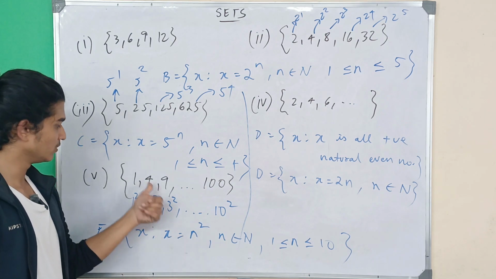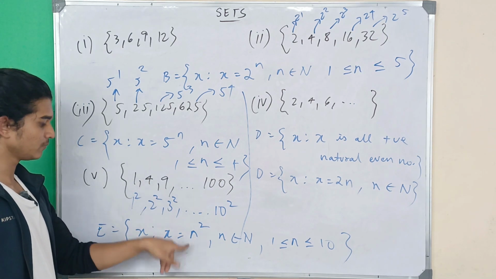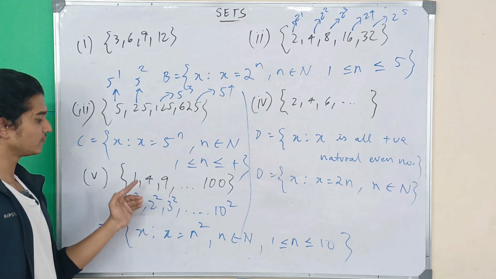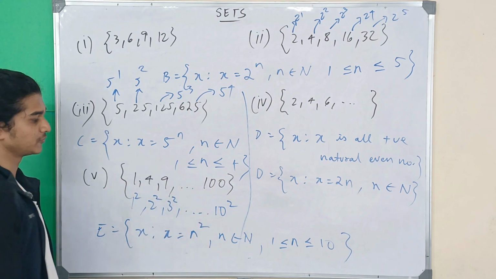Put n equal to 2, 4. Put n equal to 3, 9. Put n equal to 10, 100. So this is just belong. You can say 1, 4, 9, so on till 100. So this is how you say this.